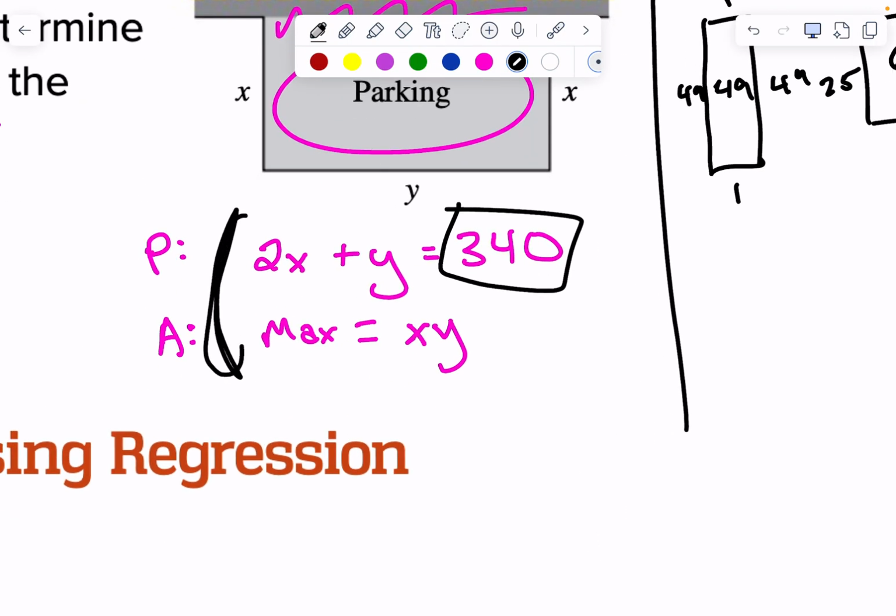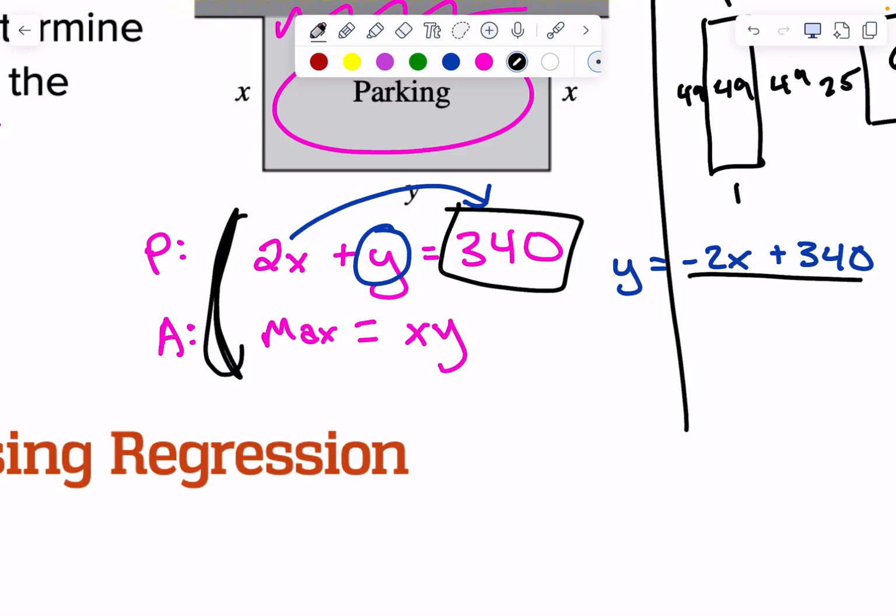So how do I use these 2 equations to figure out the maximum? I need to figure out how to use one equation to plug into the other one, right? Let's take this top equation and solve for y. I'm going to bump the 2x over, so I have y equals negative 2x plus 340, right? Now I'm going to take this and shove it in there. So I have x times negative 2x plus 340.